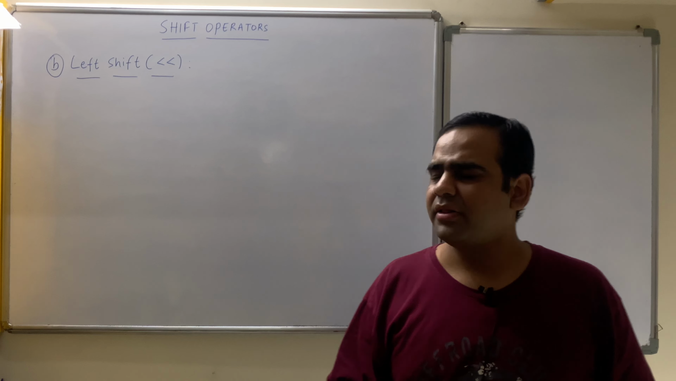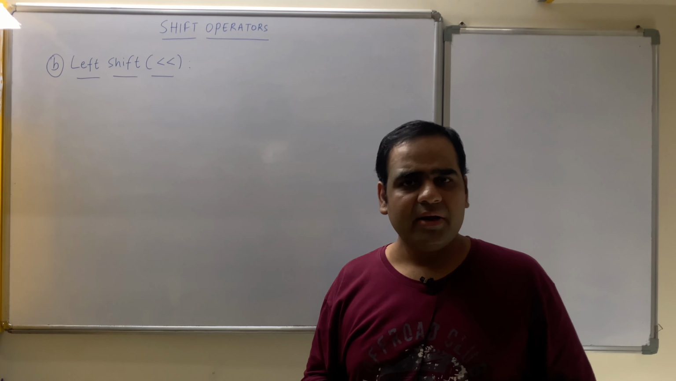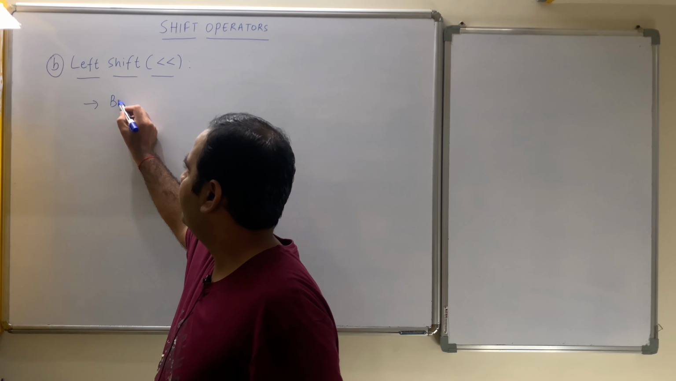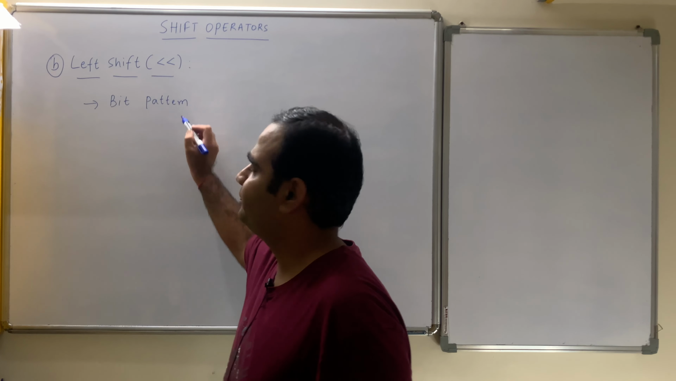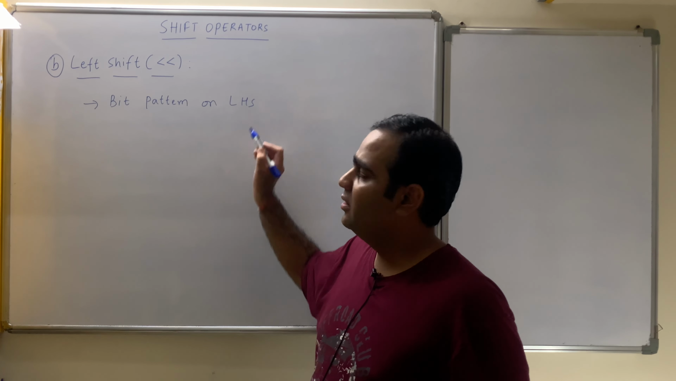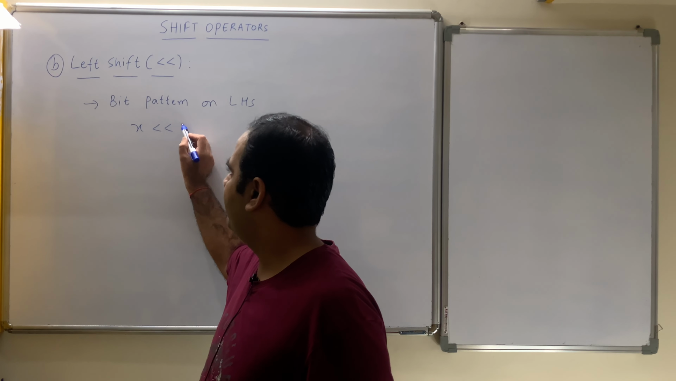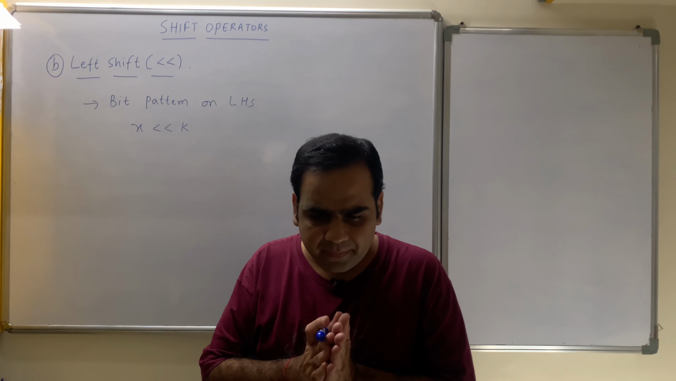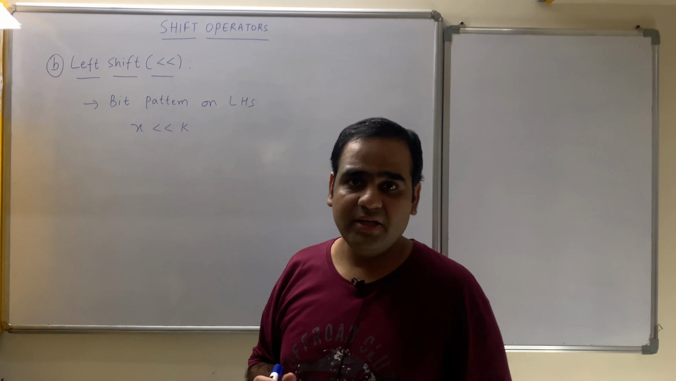Let us now discuss the left shift. As the name indicates, this left shift shifts the bit pattern on the LHS, the left hand side. Now how do we write it? We say x left shift by k places. In right shift we have shifted the bit pattern on the RHS. Here we shift the bit pattern on the LHS.